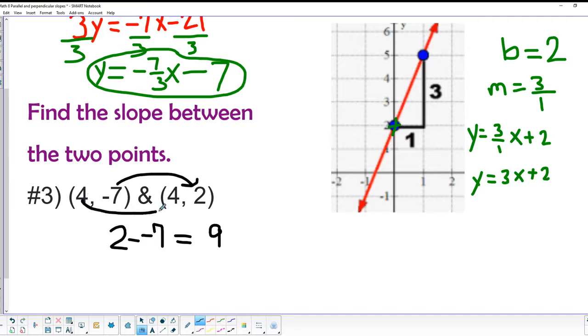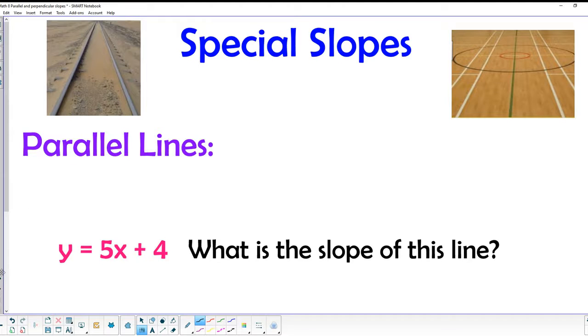Then to go from 4 to 4 in the x direction, that sounds kind of fishy. 4 minus 4 equals 0. Oh, whenever we have a 0 in the denominator of our slope, that's a special situation, and we call that undefined, because this would be a vertical line going straight up and down. So undefined. All right, let's move on.